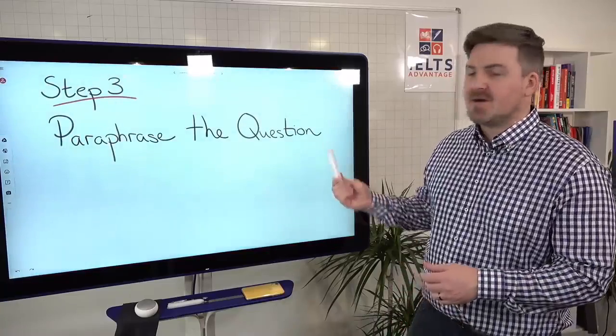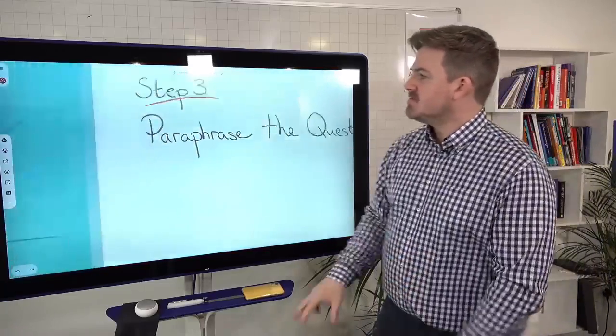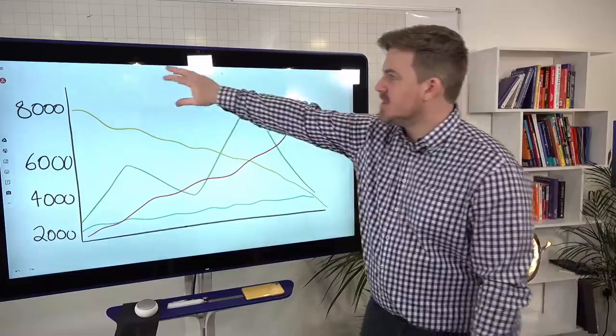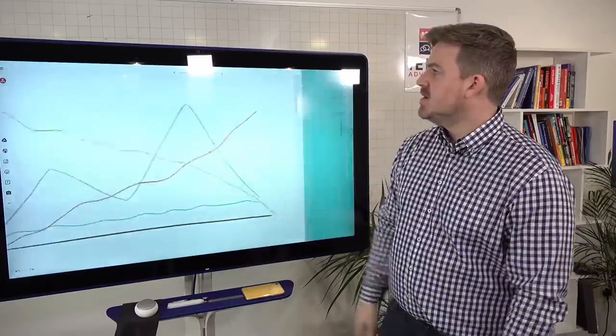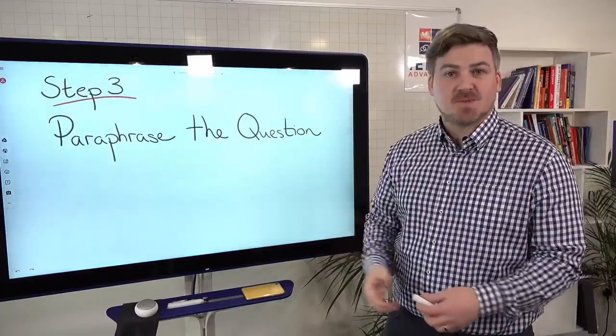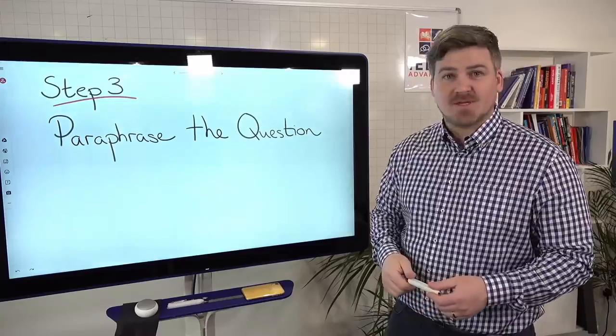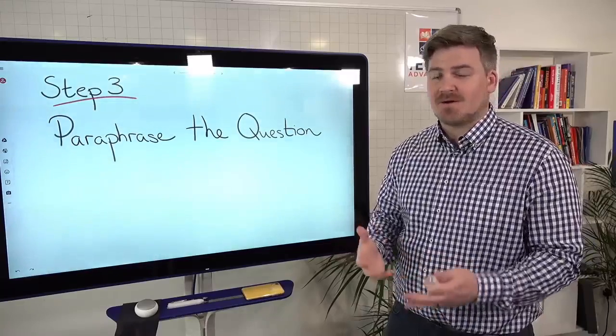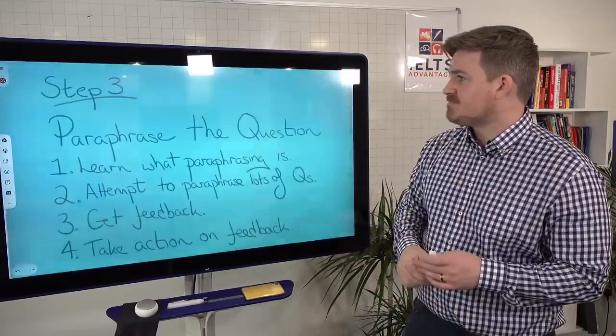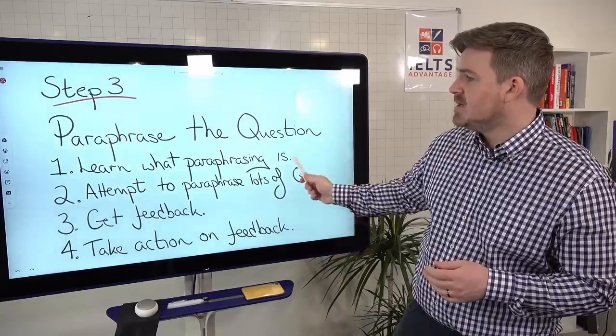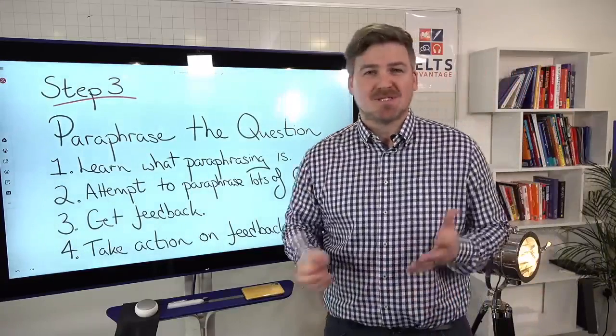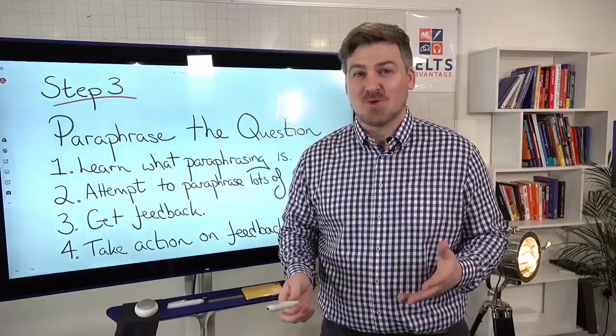Step 3, paraphrase the question. So you're going to get some sort of data like this, and then you're going to have the question above here. First sentence, your first paragraph is simply paraphrase the question. So how do you get better at paraphrasing the question? Number 1, learn what paraphrasing is. It's not just synonyms. There's a lot more to it than that.